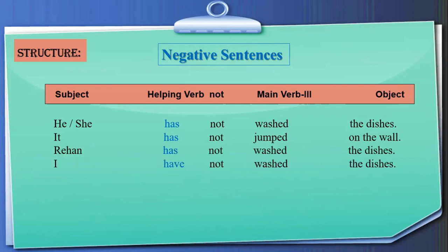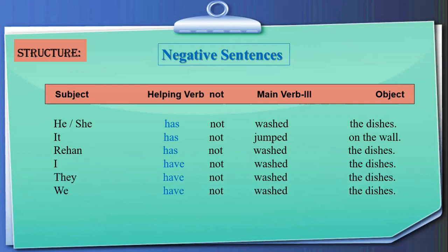I have not washed the dishes. They have not washed the dishes. We have not washed the dishes. Rehan and Fahid have not washed the dishes. So these are the ways we are making negative sentences.